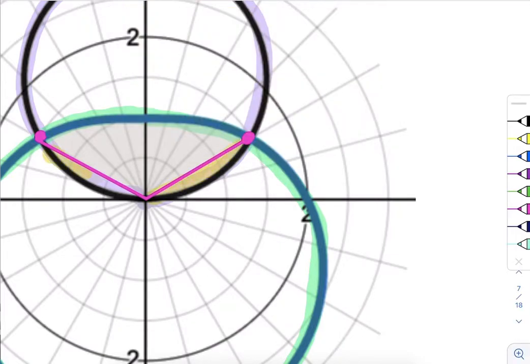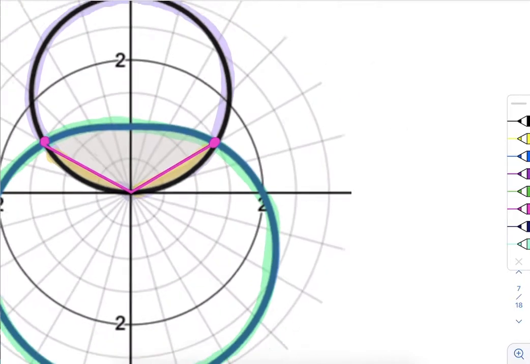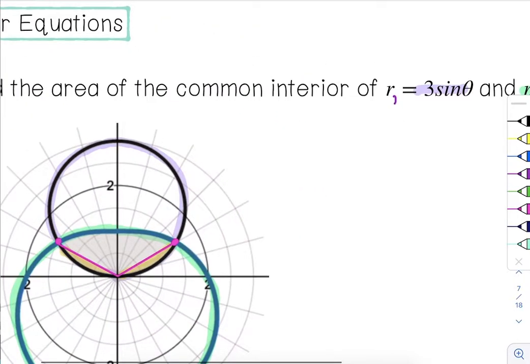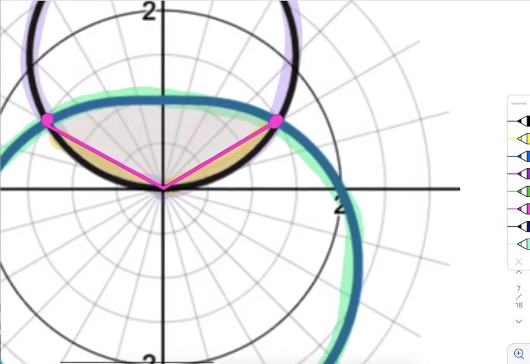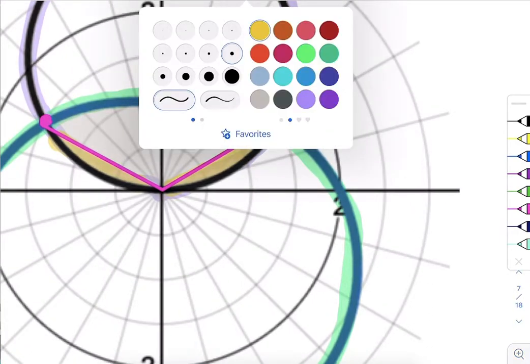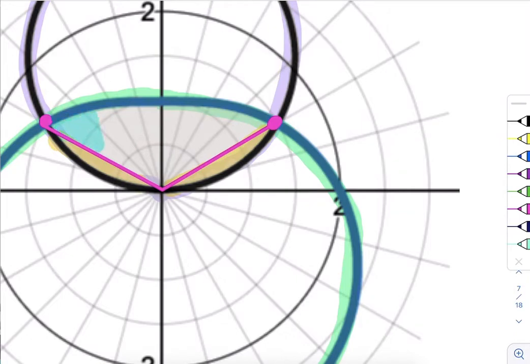Below these lines to the black curve, we are using r1. We're using that 3 sine of theta as our r value. But in between them, I haven't used blue, okay. The area in between them, though, the r value goes out to r2.